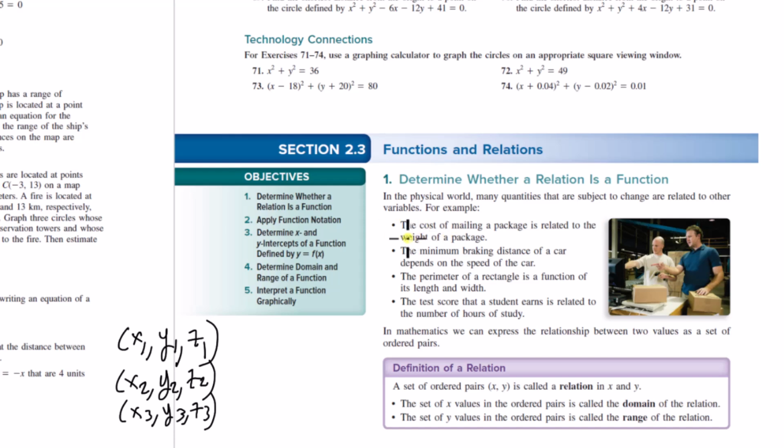So, for example, the cost of mailing a package is related to the weight of a package. So you could take a bunch of data points. You could say, okay, we just received a package. That's this package's weight, and this was the cost of mailing it. Then another package comes in.